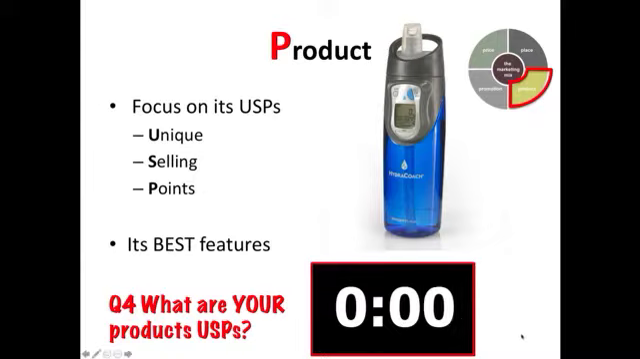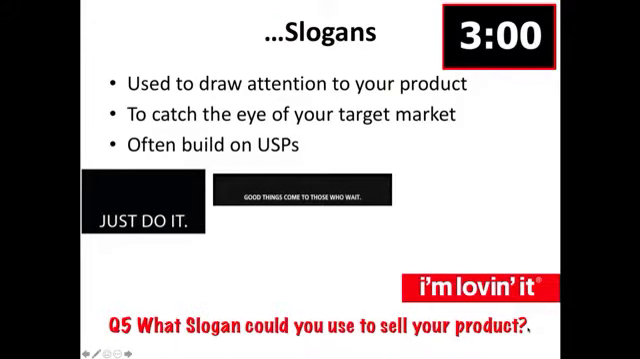Hopefully you've got a nice detailed list of unique selling points. It doesn't have to be amazingly long, but it does need to show off your product's best features, because that's going to help you with the next task now, which is trying to think of a slogan. Now a slogan is often used by companies to draw attention to your product. They not only catch the eye of your target market, but they also catch the eye of people on the outskirts of your target market. So basically it attracts people towards your product, and very often slogans build on the USPs. So you need to sort of find one amongst there that you can latch onto and use as your slogan.